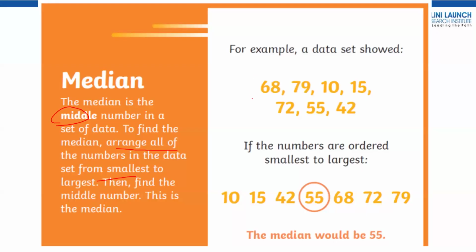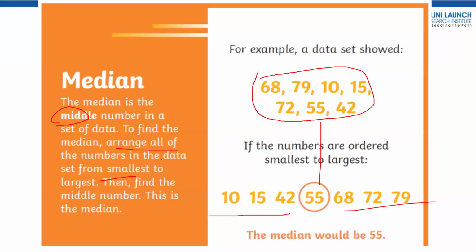So let us take one example over here. Here you have a set of data. Arrange this in ascending order. First is 10, then we have 15, then 42, then 55, then 68, 72 and 79. It is visible that the middle number is the median, because median is always the middle number. So the median would be 55.